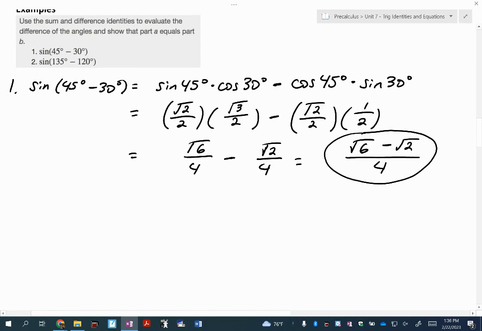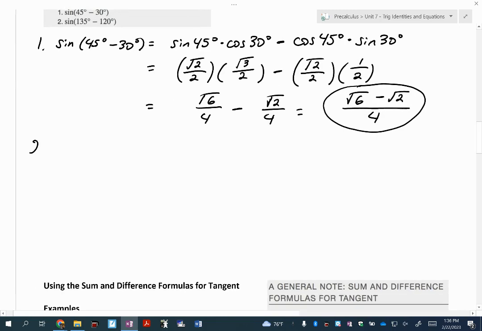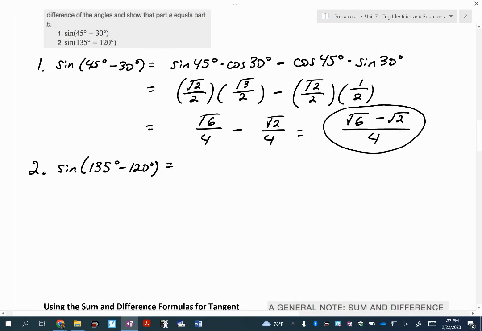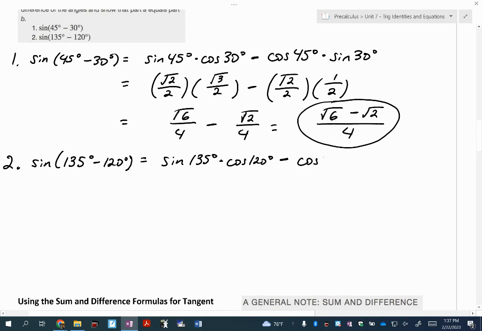All right, so that's it for the first one. Let's try number 2. Number 2 says the sine of 135 degrees minus 120 degrees. That's going to be the sine of 135 times the cosine of 120 minus the cosine of 135 times the sine of 120.